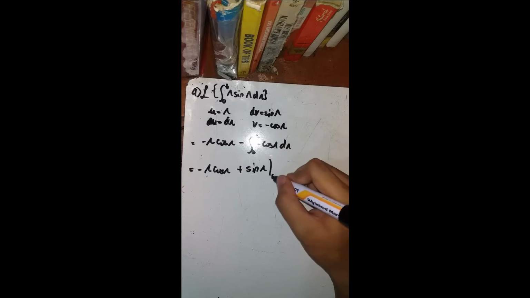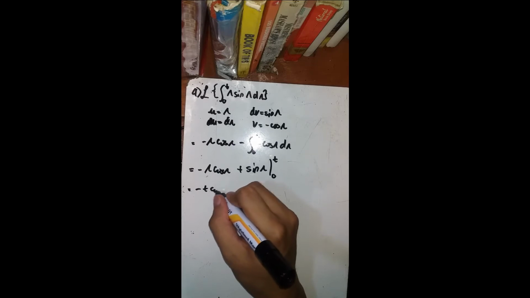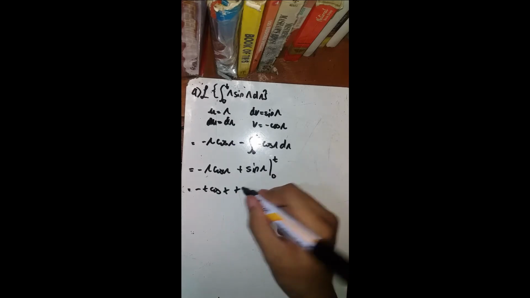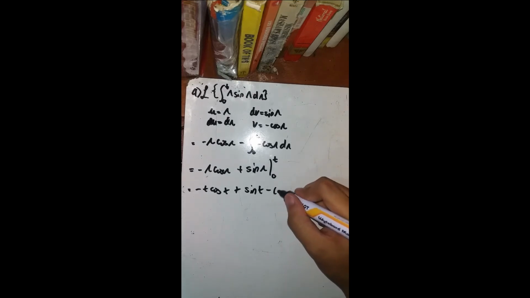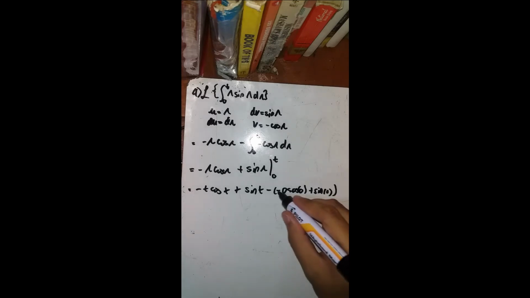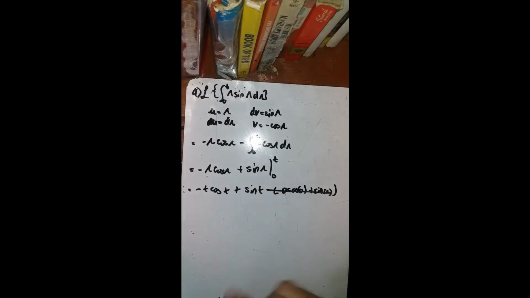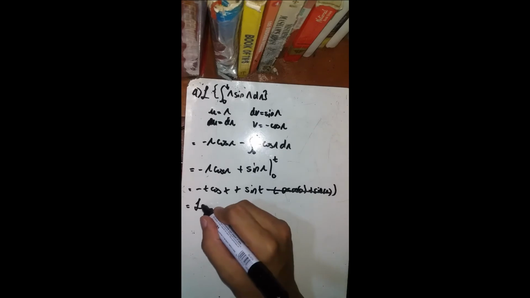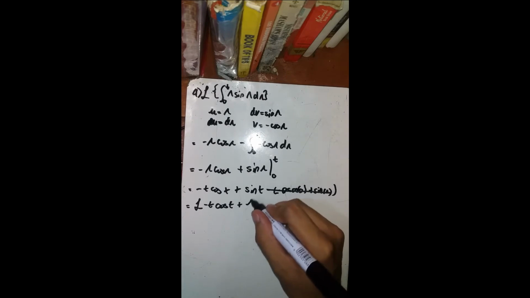Now we have here 0 to t, so let's implement this. So it's negative t cos t plus sine of t minus, negative 0 cos 0 plus sine of 0. So this will be cancelled out. What's left is this.